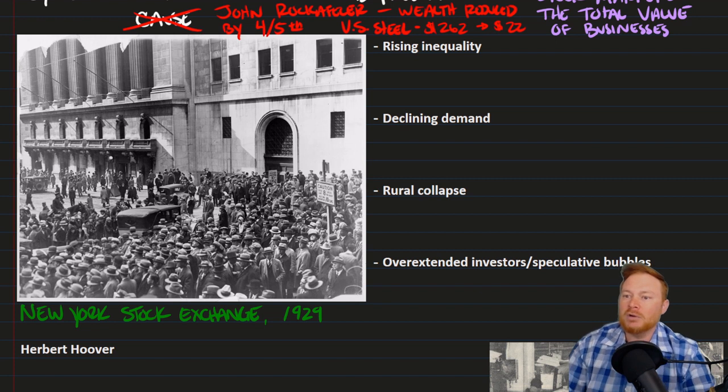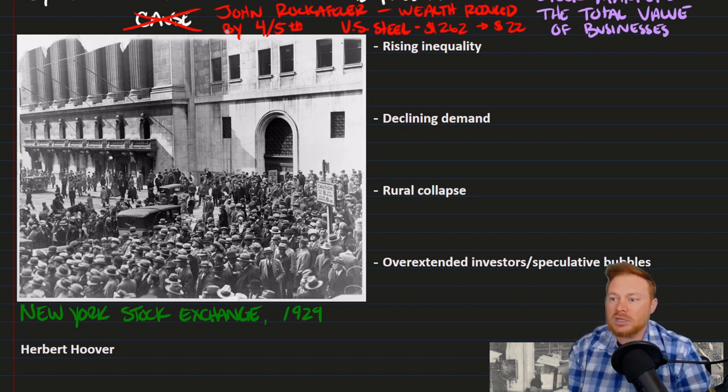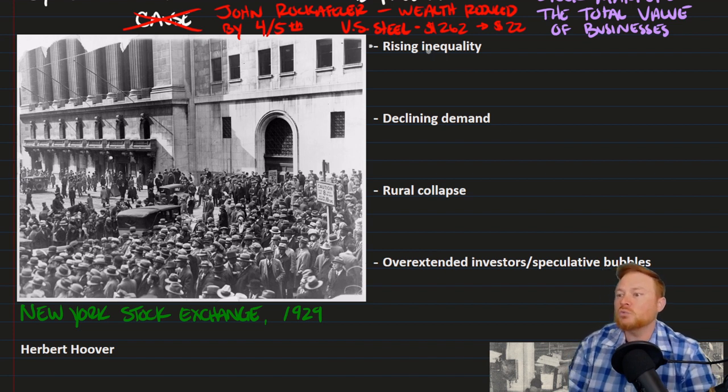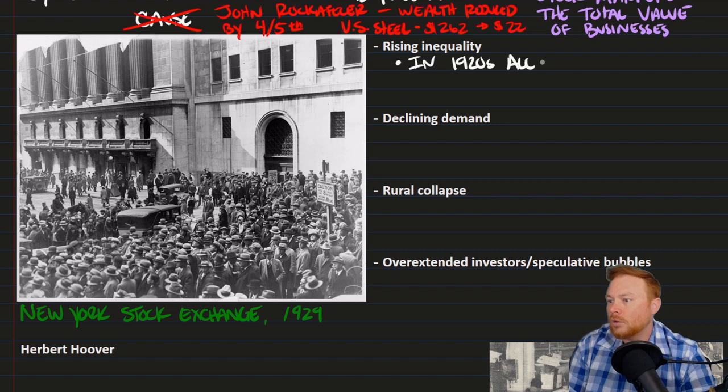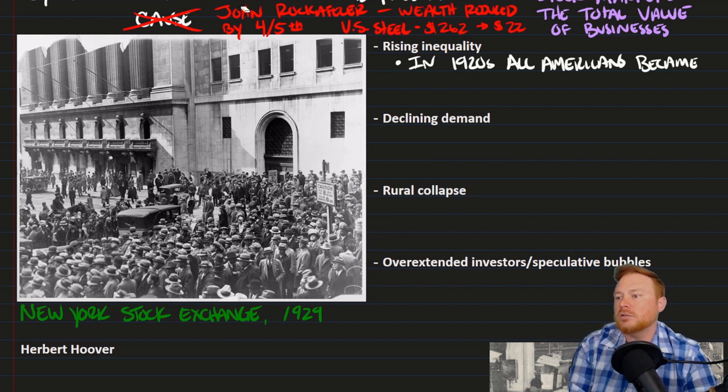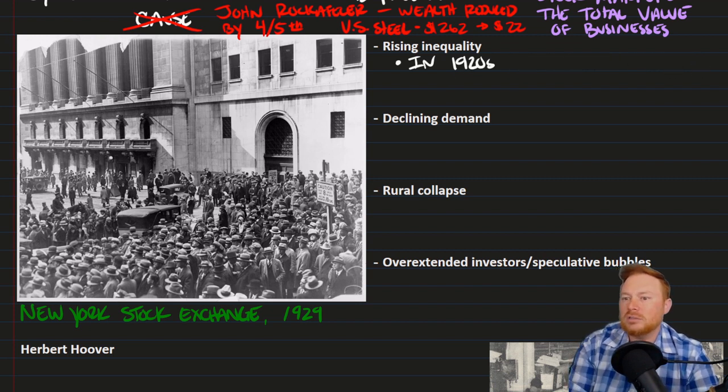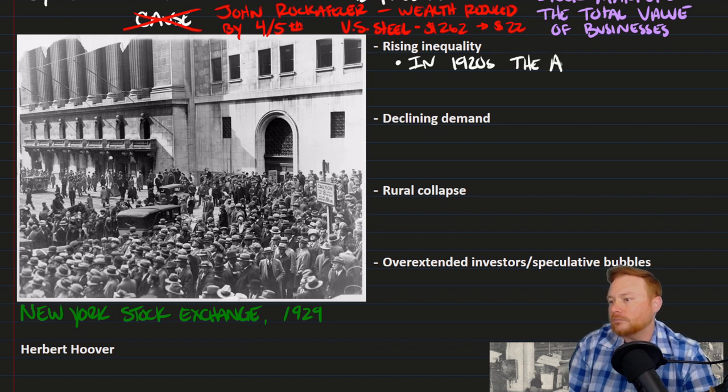Especially around the causes. But there are some definitive ingredients, we could say, that led to the downturn in the economy. We have one, two, three, four ingredients here that we'll discuss that were the causes of the Great Depression. The first one is rising inequality, and that is, in the 1920s, all Americans became, or at least maybe not all Americans, let's do this. In the 1920s, the average American was more wealthy, right? That is true.